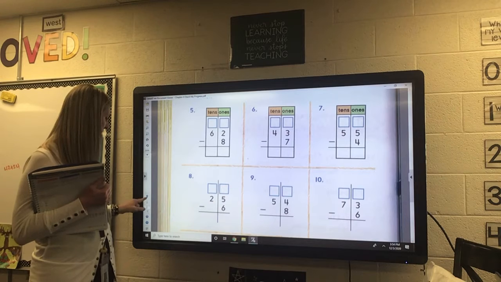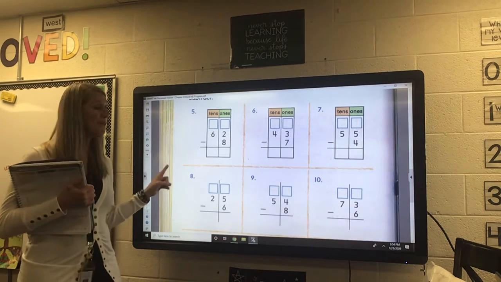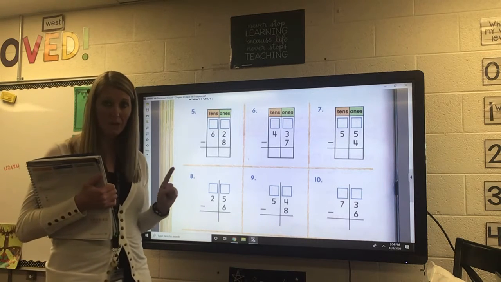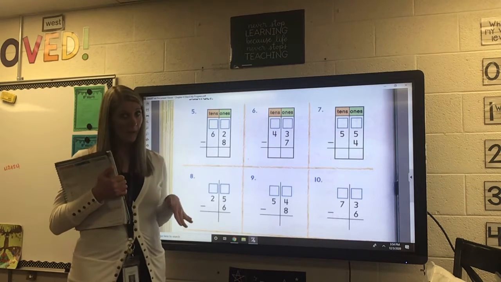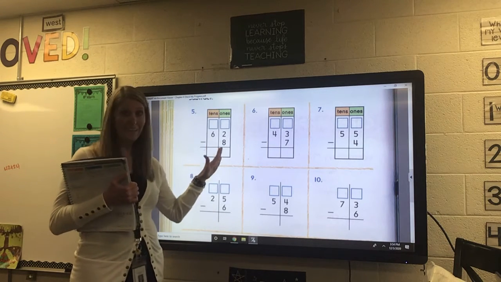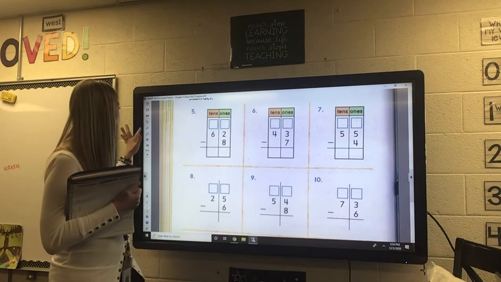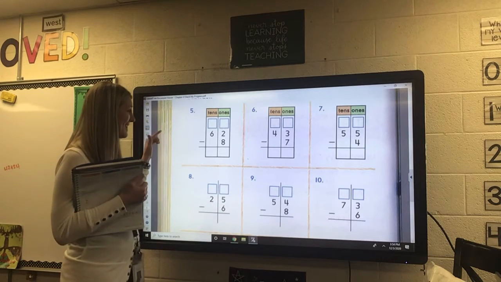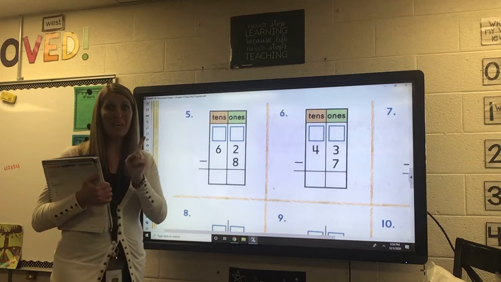On the back, Mrs. Murphy wants you to do this on your own, but I want to do one with you because I don't want anyone starting this off incorrectly. Now we're subtracting, so no adding, we're taking away. So make sure on each one of these you start with the ones column and you go down and not up.